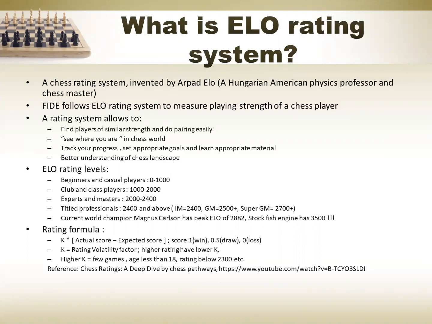Our current world champion Magnus Carlsen has a peak ELO rating of 2882, whereas chess engines like Stockfish have 3500. The new variants of chess engines use artificial intelligence. AlphaZero is an example of that. Basically, a mathematical formula is used to compute the ELO rating.